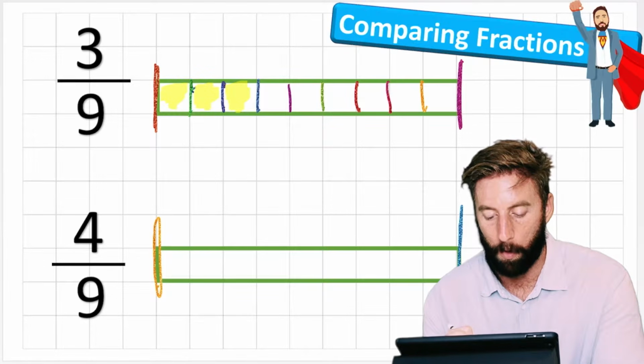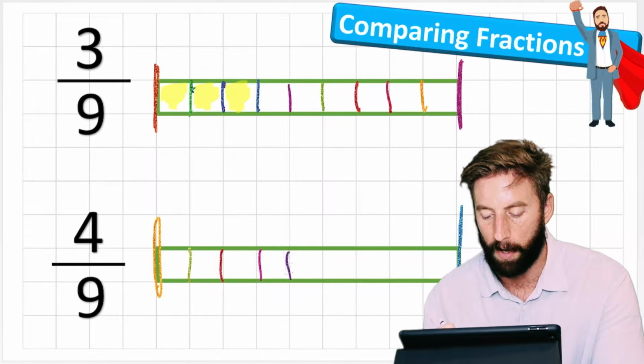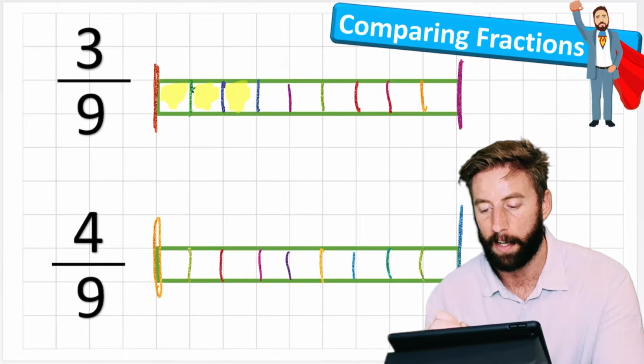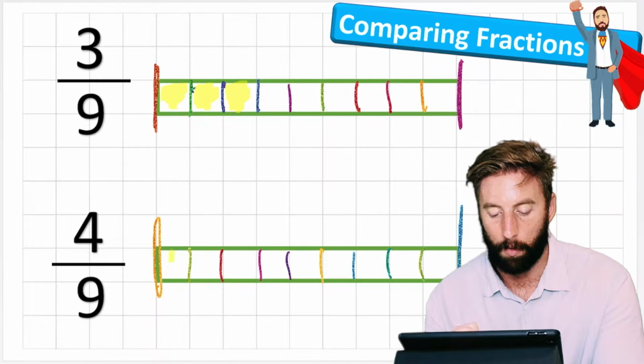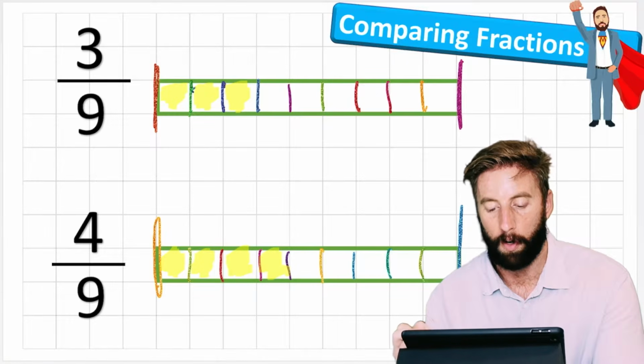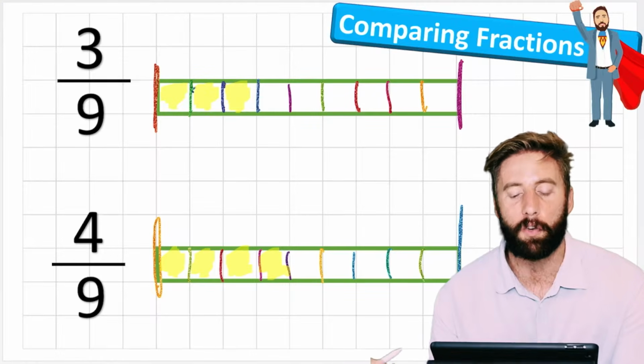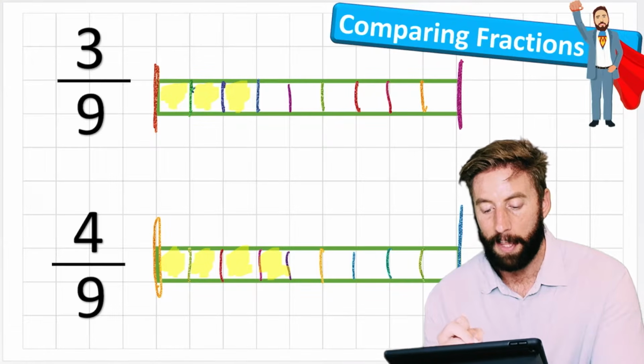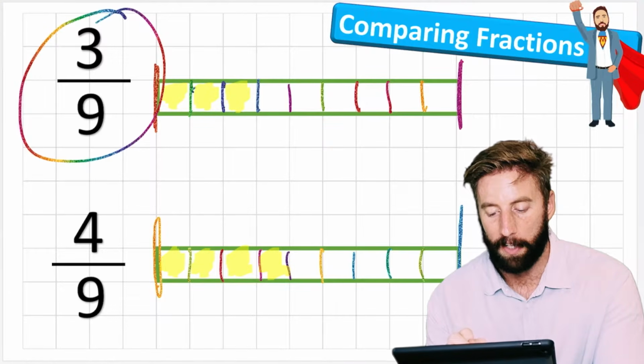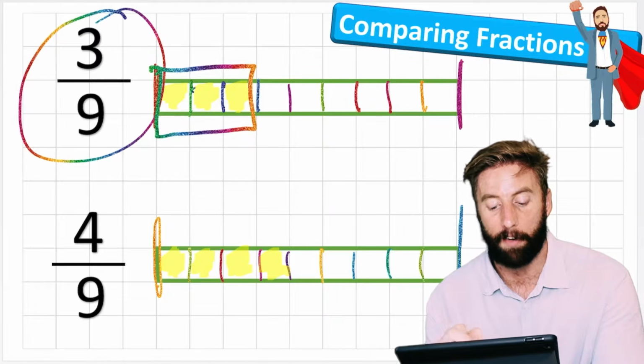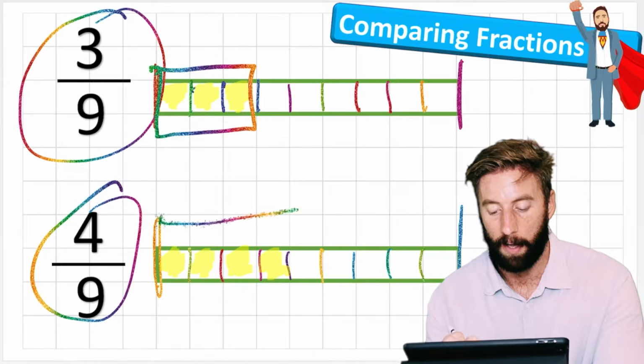So let's chop it up: 1, 2, 3, 4, 5, 6, 7, 8, and 9. But this time I'm getting 4. So 1, 2, 3, 4. Now, which one would you rather have? Which is the greater value? Would you rather have 3/9 of the chocolate bar and get this amount, or would you rather have 4/9 of the chocolate bar and get this amount?